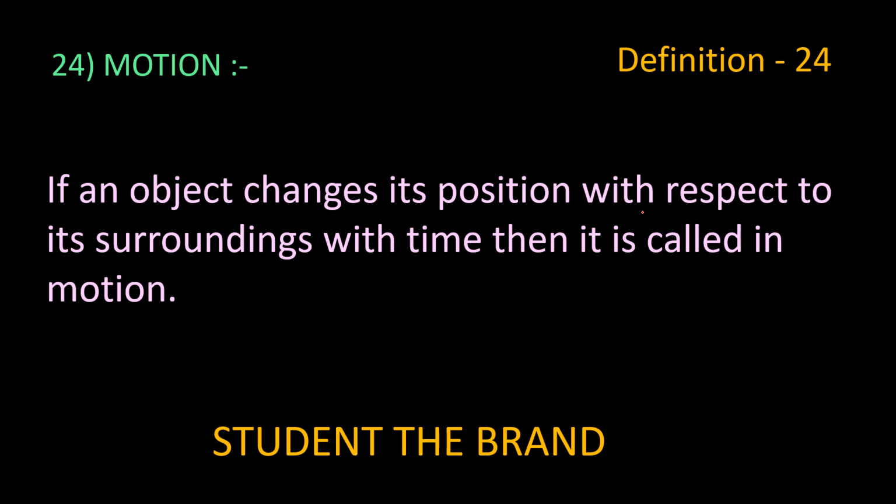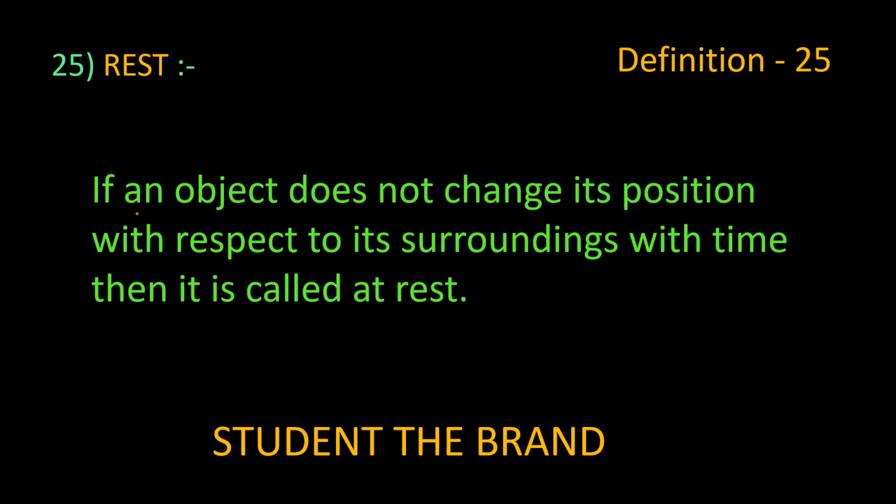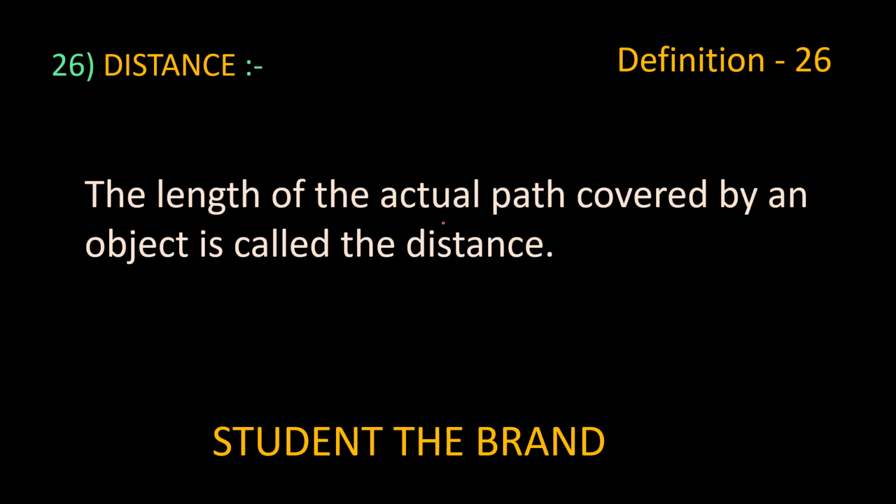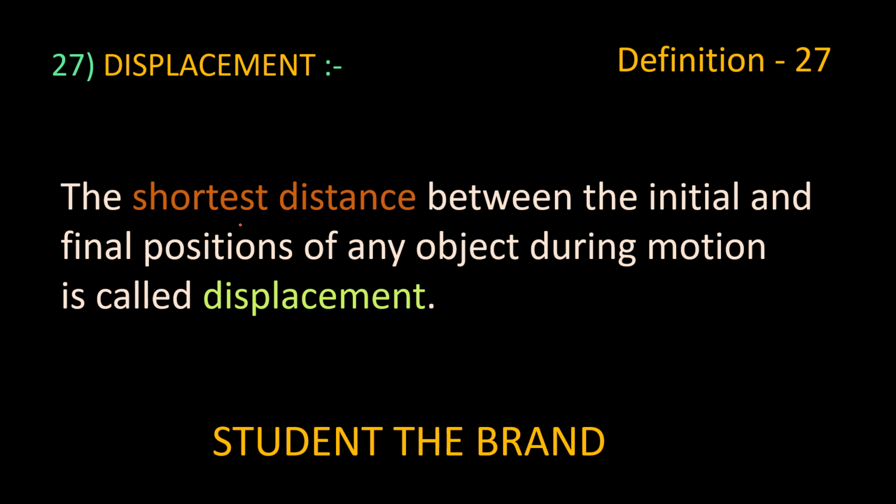Motion. If an object changes its position with respect to its surroundings with time, then it is said to be in motion. Next one, rest. If an object does not change its position with respect to its surroundings with time, then it is said to be at rest. Next one, distance. The length of the actual path covered by an object is called the distance.